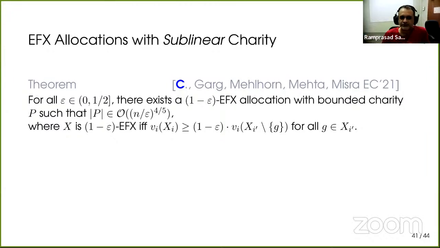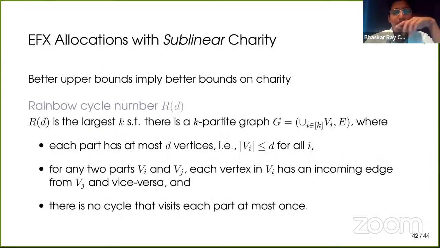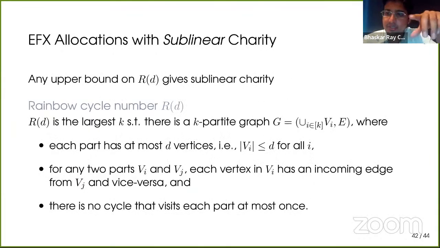So Bhaskar, suppose the rainbow cycle bound was linear. What would that translate to in terms of the charity size? Square root n. I see. What it actually translates to is you look at the function d times R of d. Let's call this H of d. The improvement you get in charity is H inverse of n. So you get n divided by H inverse of n charity. Like if R of d is d, then H of d is d squared. So H inverse is square root d. So you get n divided by square root n, so you get square root n charity.